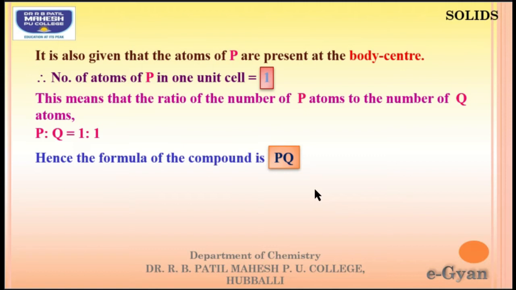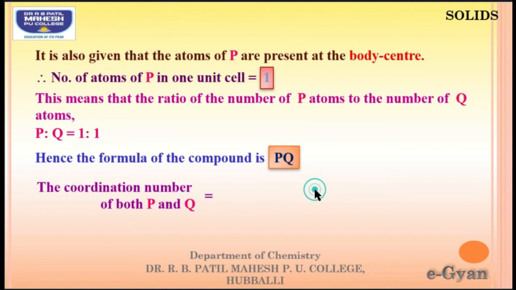Now, for the second part, let us calculate the coordination number of P and Q. Coordination number is equal to 8, because it is a body centered cube.